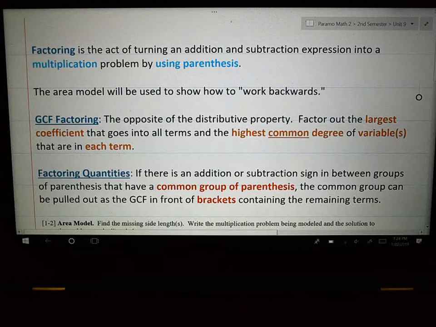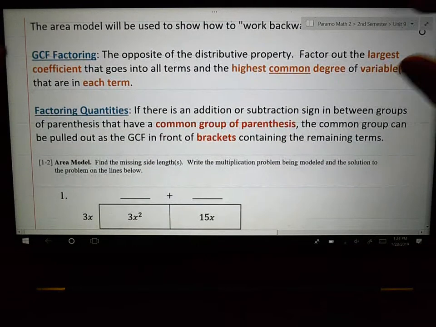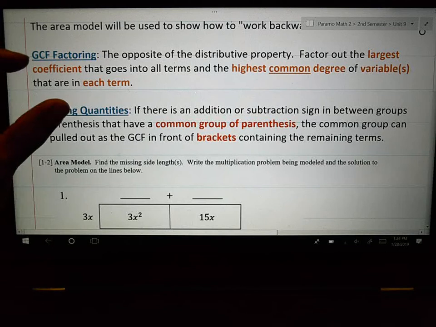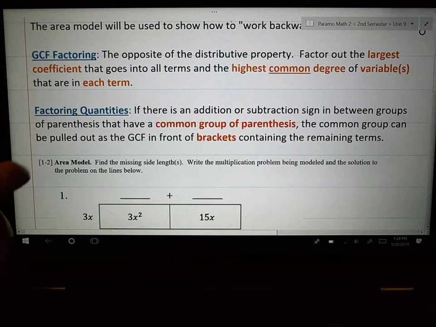Coming back to you. So now that students have this written down, hopefully we know what factoring is and that we're going to be working backwards. But our primary two techniques that we're learning in this section is called GCF factoring. There is GCF factoring, and then there's the GCF factoring of factoring quantities. We're going to be using the same technique. GCF stands for the greatest common factor of factoring.